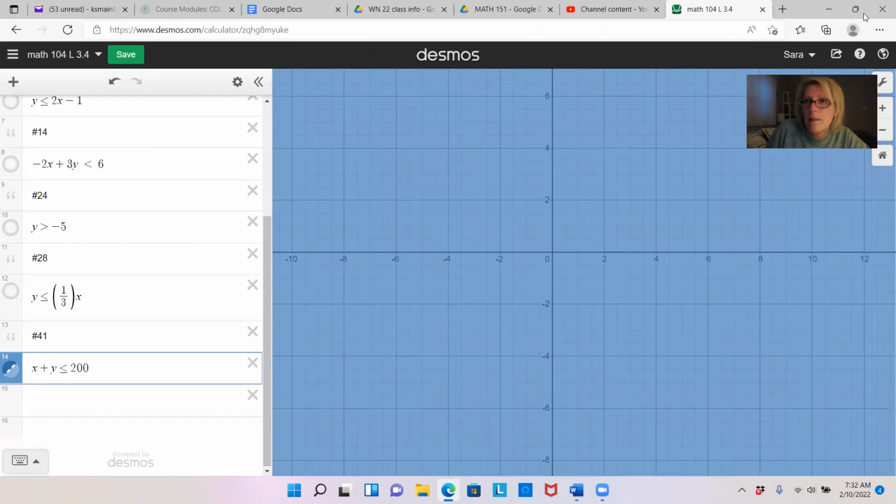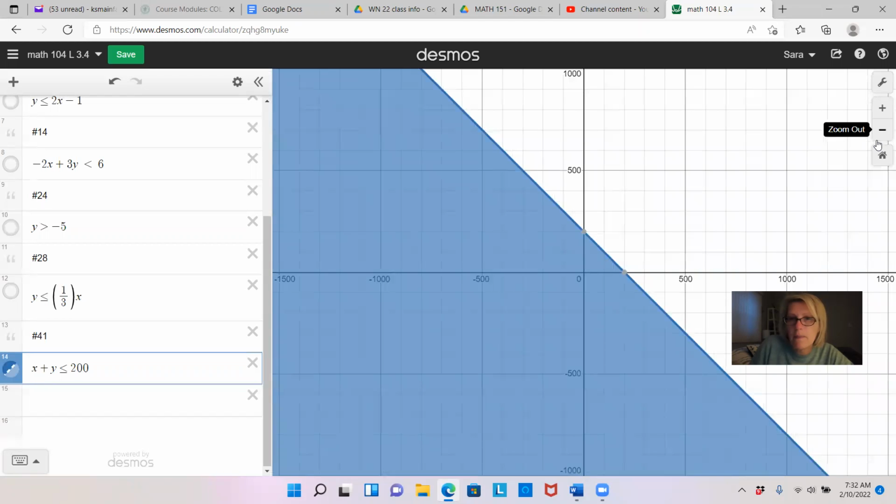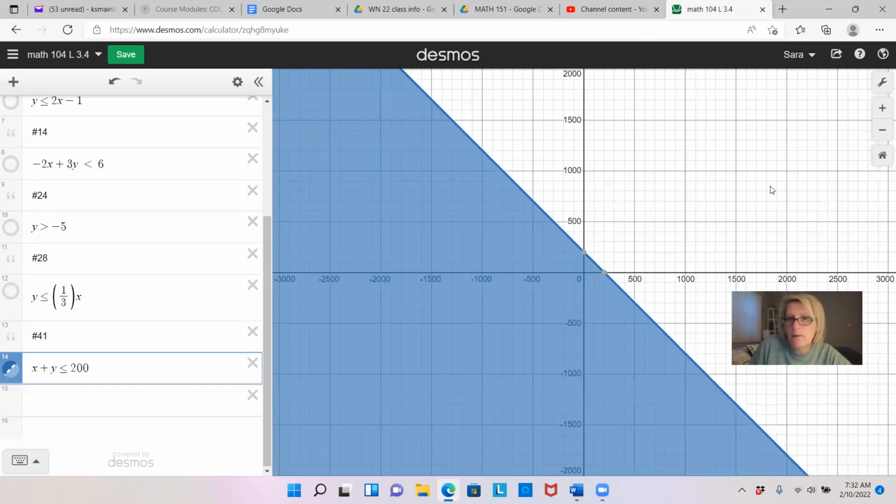And because our scaling is so much different on this problem, we have to look here. Okay, so I just zoomed out up here on the top right. You can see where my mouse is. We can click a minus to zoom out so we can get the bigger picture. So yes, we're going to shade less than to the left. That one was a little tricky.